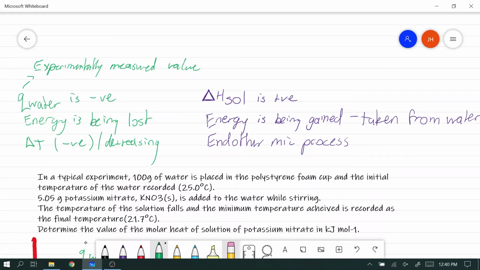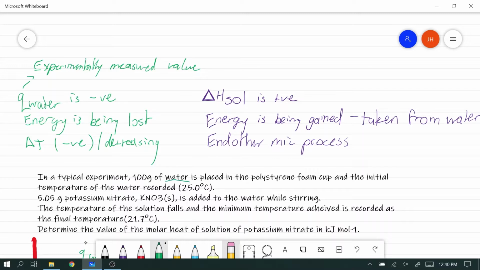All right, so in the calculation section of this video, we're going to be looking at a question in which we determine the molar heat of solution of potassium nitrate, which means calculating the energy changes which are happening as potassium nitrate dissolves into water.